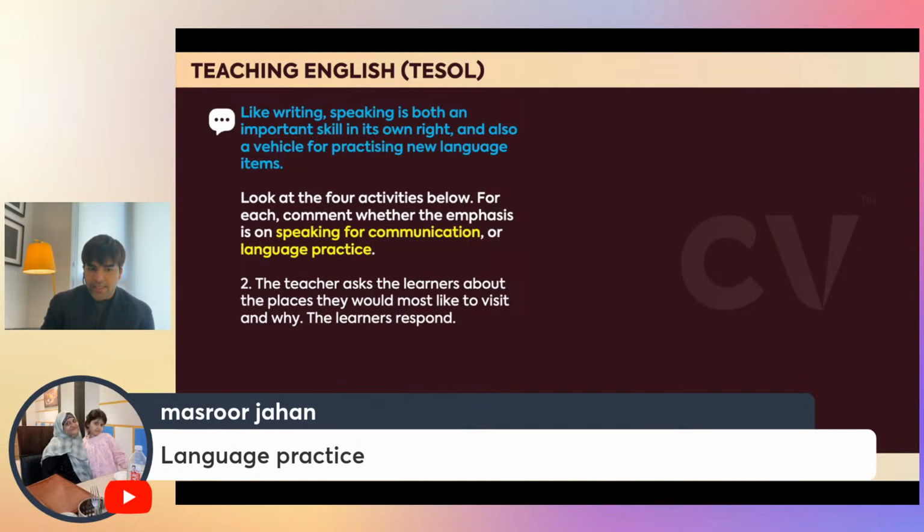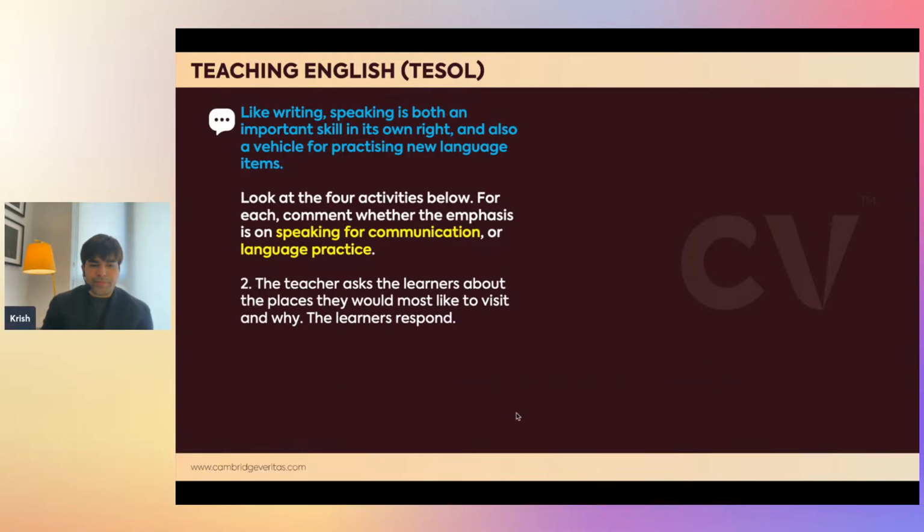The teacher asks the students, it's written learners, but I prefer calling it students, about the places they would most like to visit and why. And then the learners respond, the learners reply. What about this number 2? Agarthan and Shivanshi, thank you guys. Number 2 focuses on communication skills or particularly grammar. Thank you, Priya, Hasmat, Agarthan.